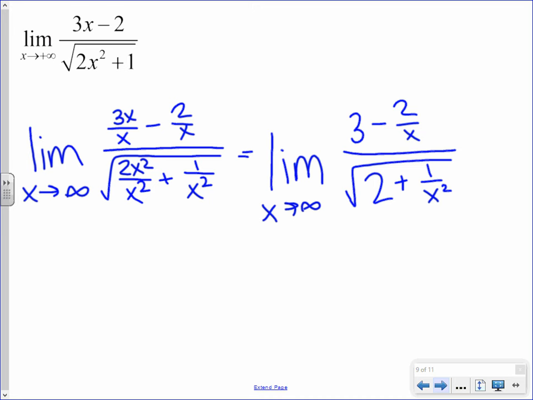We have the limit as x approaches infinity of 2 over x, which goes to 0. 1 over x squared goes to 0. And we're left with 3 over radical 2. Did anybody think that was going to be our answer? Did they identify that? Okay.